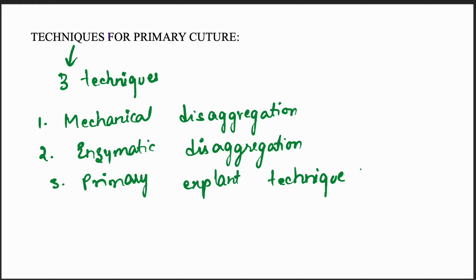So first we will see mechanical desegregation. Mechanical desegregation is the technique which was done for soft tissues. It's more suitable for soft tissues.